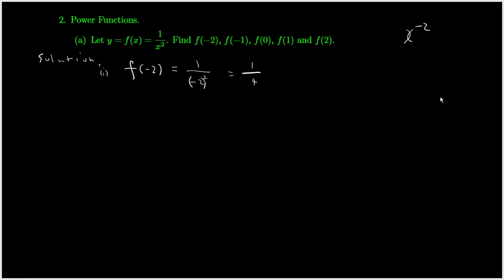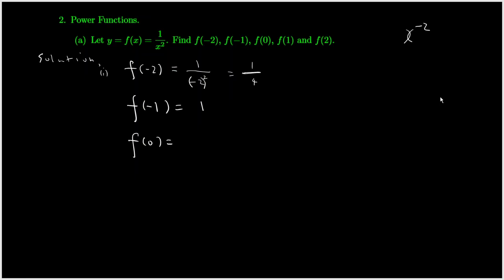And then after that, we get the value of the function at negative 1. So just tell me the final answer, please. The value of the function at negative 1 is 1. It's 1 over 1, right? And then the value of the function at 0. The value of the function at 0. Yeah. The value of the function at 0.